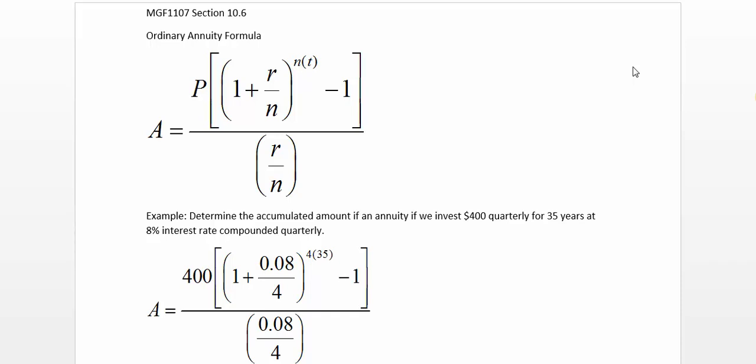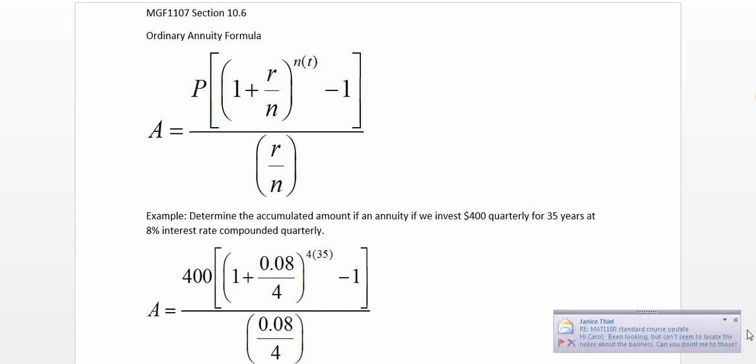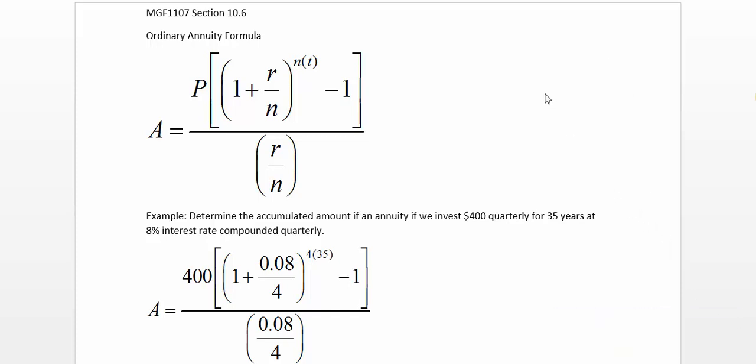In section 10.6, there are two formulas that we use. The first one is the ordinary annuity formula, which tells us how much we can accumulate if we make regular payments of a certain amount of money at a certain interest rate and so forth. So let's work a problem. Determine the accumulated amount in an annuity if we invest $400 quarterly for 35 years at 8% interest compounded quarterly.